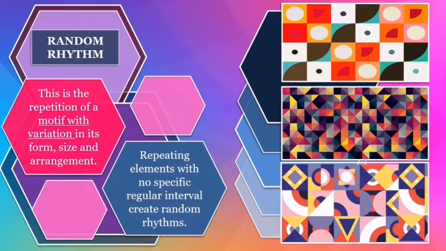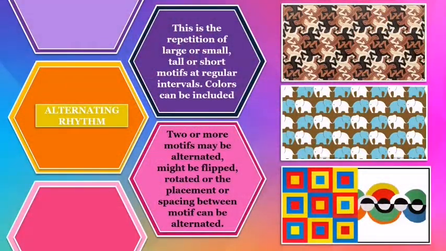Random rhythm. This is the repetition of a motif with variation in its form, size, and arrangement. Repeating elements with no specific regular interval create random rhythms. Alternating rhythm. This is the repetition of large or small, tall or short motifs at regular intervals. Colors can be included. Two or more motifs may be alternated, might be flipped, rotated, or the placement or spacing between motifs can be alternated.